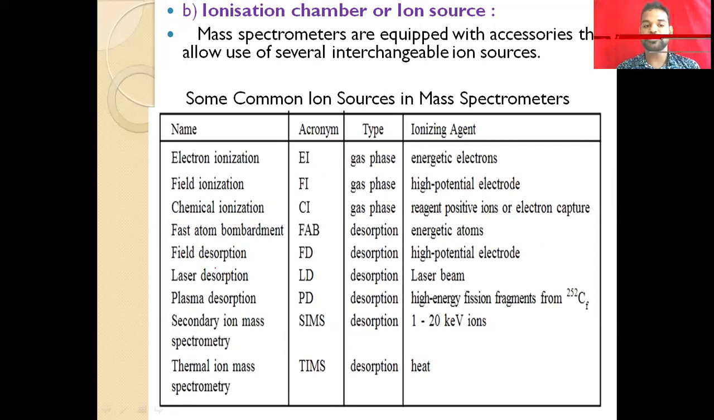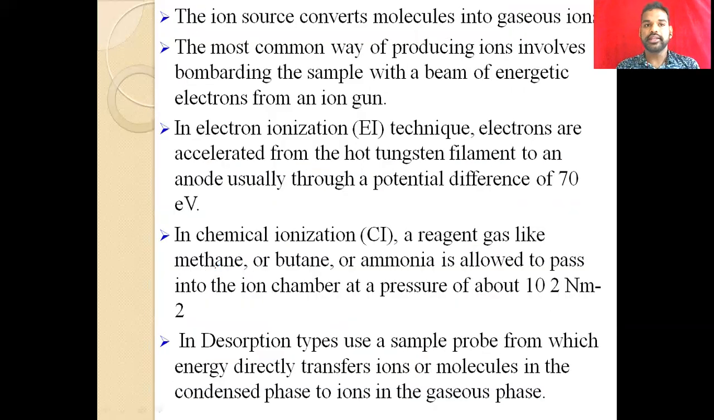And then plasma desorption, secondary ion mass. So here they have the different types. Just go through the types here. So this is the ionization chamber. That means ion sources are produced in this way, so we can produce ions in these different ways. And then the ion source converts the molecule into gaseous ion.